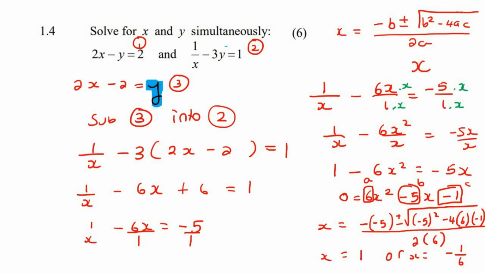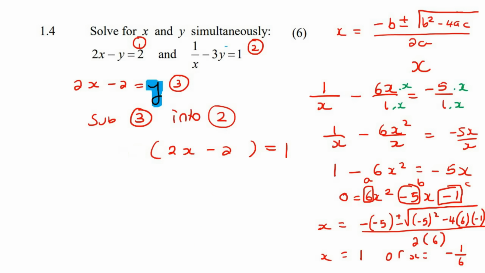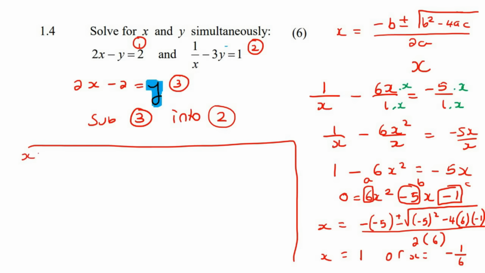I'm just going to erase a little bit of space now. I'm hoping that most of you have passed that point in this question. What we do now is take those two answers, x equals 1 or x equals negative 1 over 6, and plug them into this equation here because we're trying to get y. So y is equal to 2 times 1 minus 2. You see what I did there? I just took that x value and plugged it in.